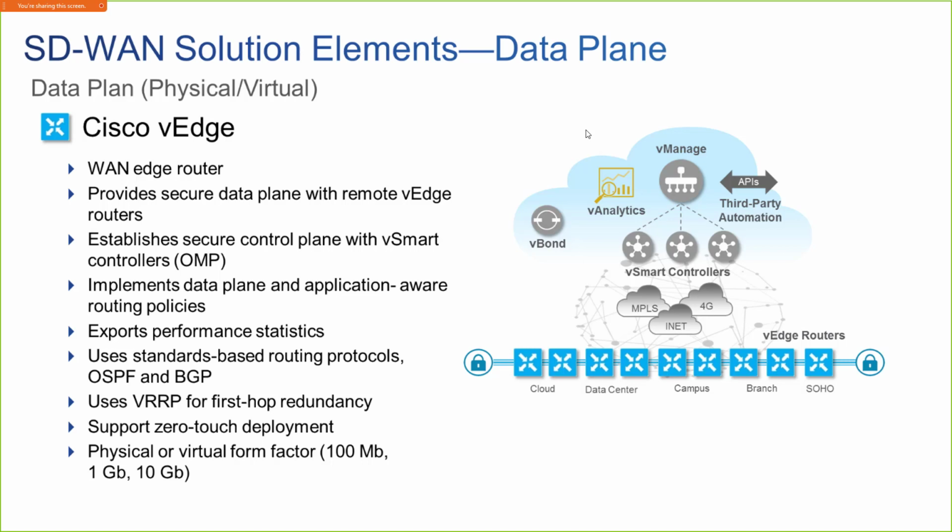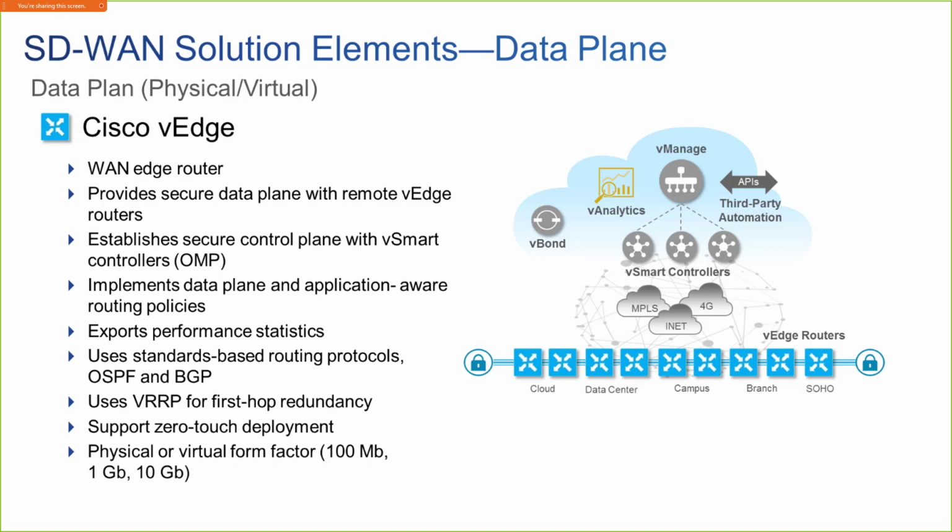And this is the data plane, right? Those application-aware routing policies that get implemented on the vEdge routers come from the vSmart controller. And then we perform things like capturing performance statistics and analytics. We generate alerts if there are events. Those alerts are going to go to our vManage system, so we have our single point of management in that particular case.